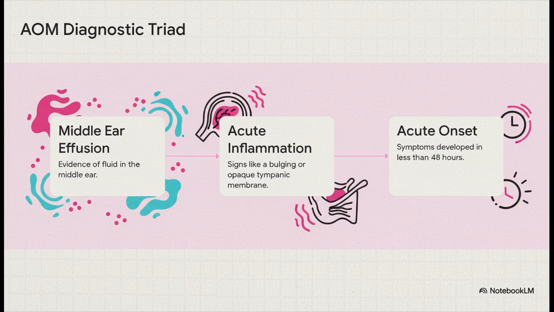And here is that essential triad. To make a definitive AOM diagnosis, you've got to have all three of these components. First, there must be clear evidence of a middle ear effusion, or MEE. Second, you have to see signs of acute middle ear inflammation. And third, the symptoms must have started acutely, meaning within the last 48 hours. All three have to be there.